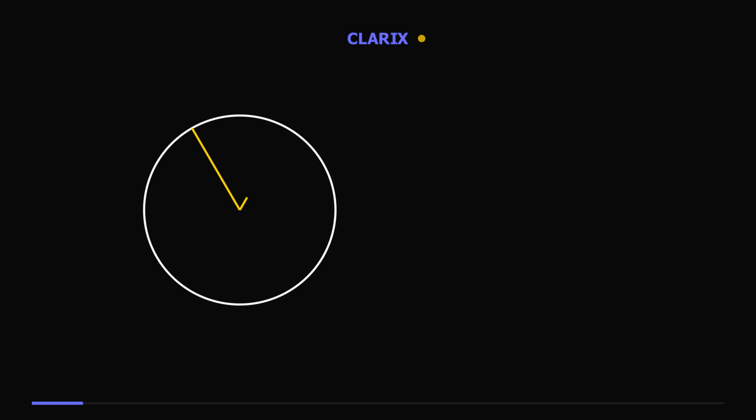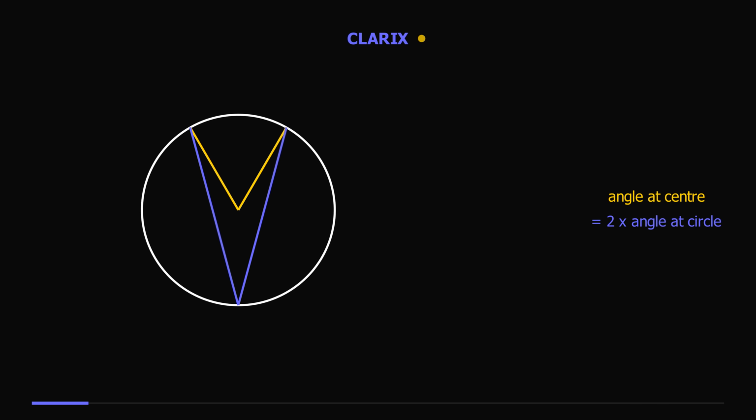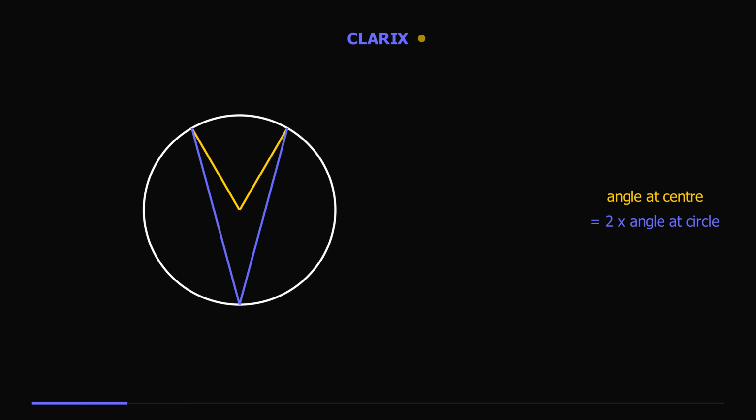Here's the core theorem. The angle an arc subtends at the center is always exactly double the angle it subtends at any point on the circle outside that arc. So if an arc creates a 40-degree angle at the center, it creates exactly 20 degrees at any point on the circle's edge, no matter which point you pick.